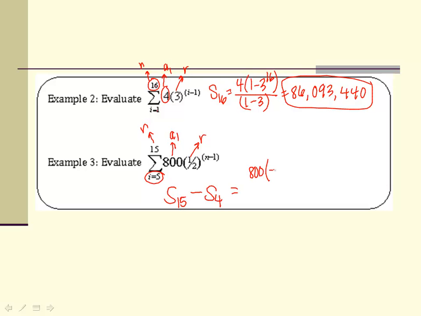800 times 1 minus 1/2, I would stick that maybe in an extra parentheses to the 15th, over 1 minus 1/2. You can use 0.5 if that makes it easier to put in your calculator. That's perfectly fine. Minus, let's do it again, 800 times 1 minus 1/2 to the 4th, all over 1 minus 1/2. And again, I have to go to the 4th because I don't want the 4 to be included. I just need to get rid of 1, 2, 3, and 4.